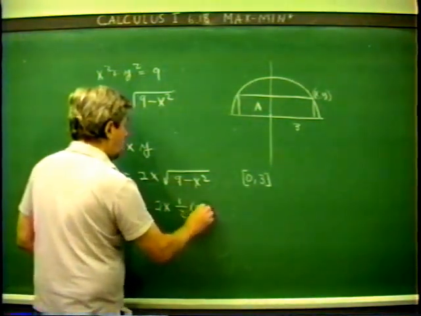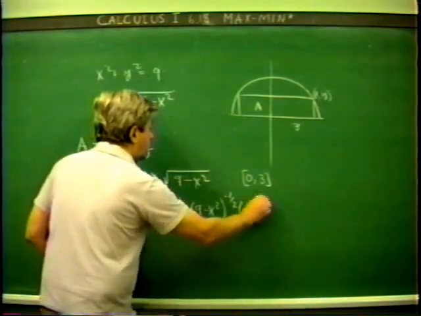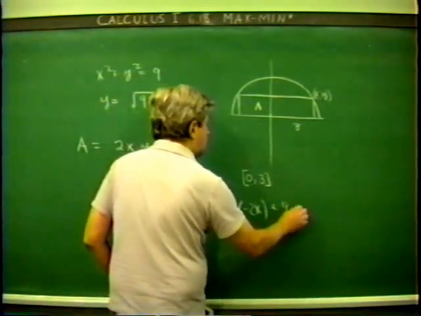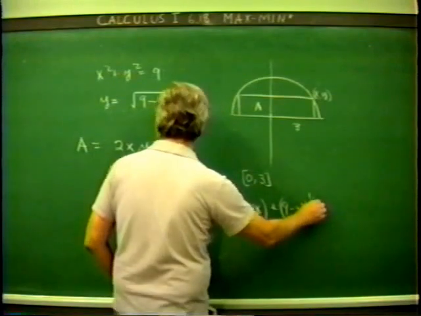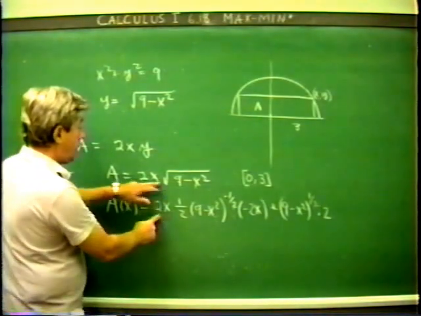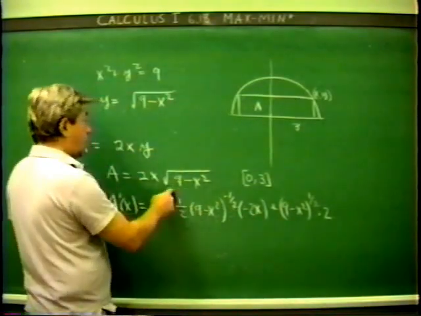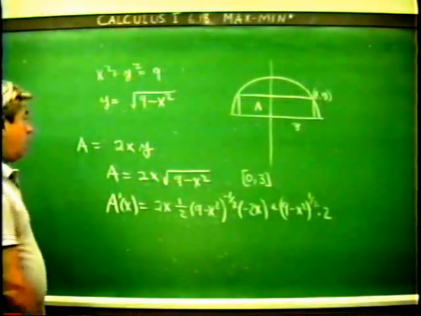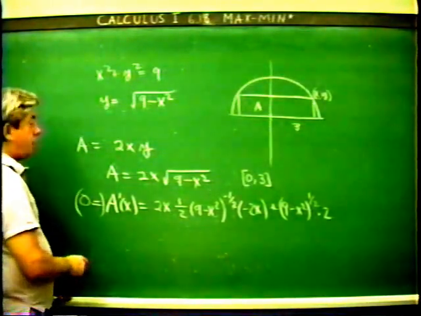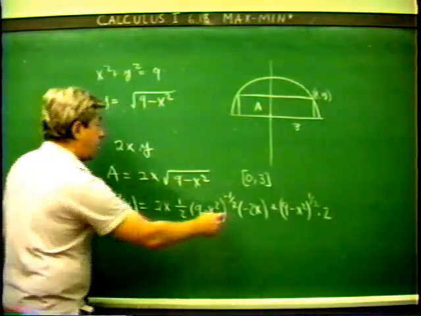We want to take the derivative now. It's the first, 2x, times the derivative of the second, 1/2 (9 minus x squared) to the minus 1/2 times minus 2x, plus the second times the derivative of the first, plus (9 minus x squared) to the 1/2 times 2. All right, let's check this here. We want to know when this is equal to 0.